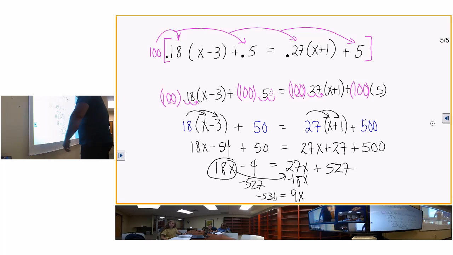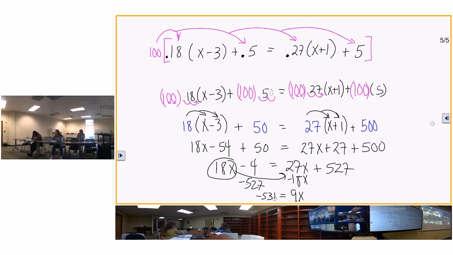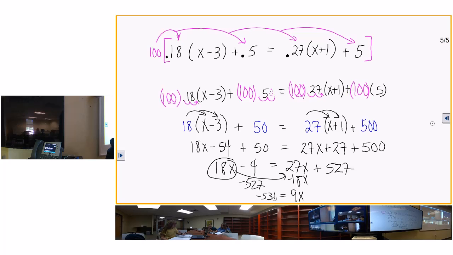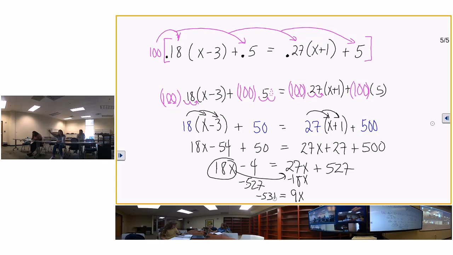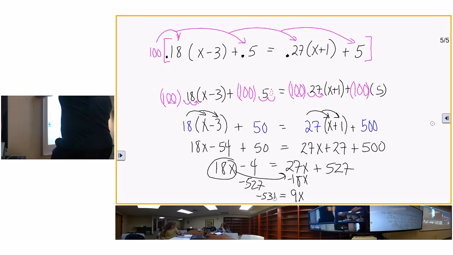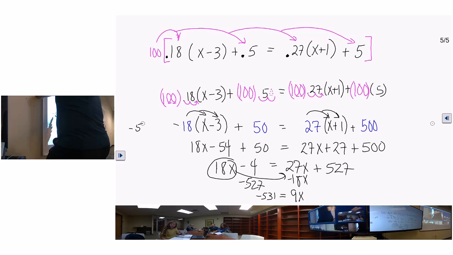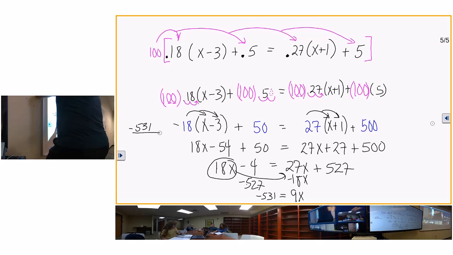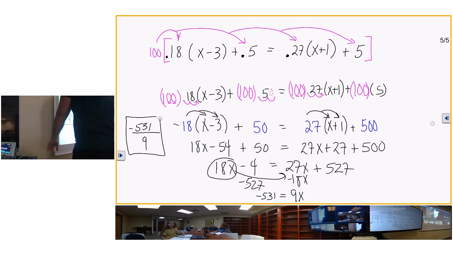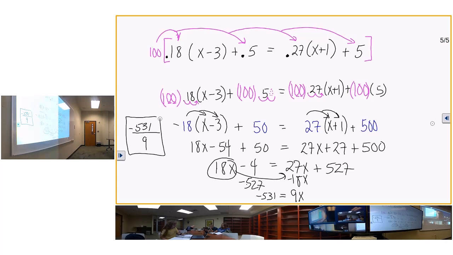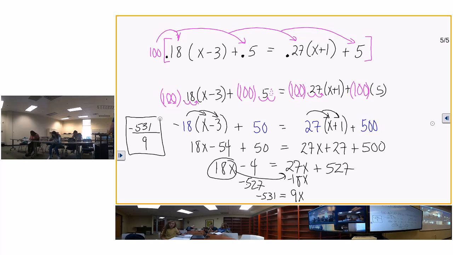Y'all check my math. They had to do the 50. I mean, the 5. So we move it twice. No, not the 0.5, but the 5. Did everybody check 27 minus 18 and negative 4 minus 527? Nobody's going to talk to me. Okay. I got negative 531 over 9. Let me rewrite. Somebody check my math. We're trying to check ours too.